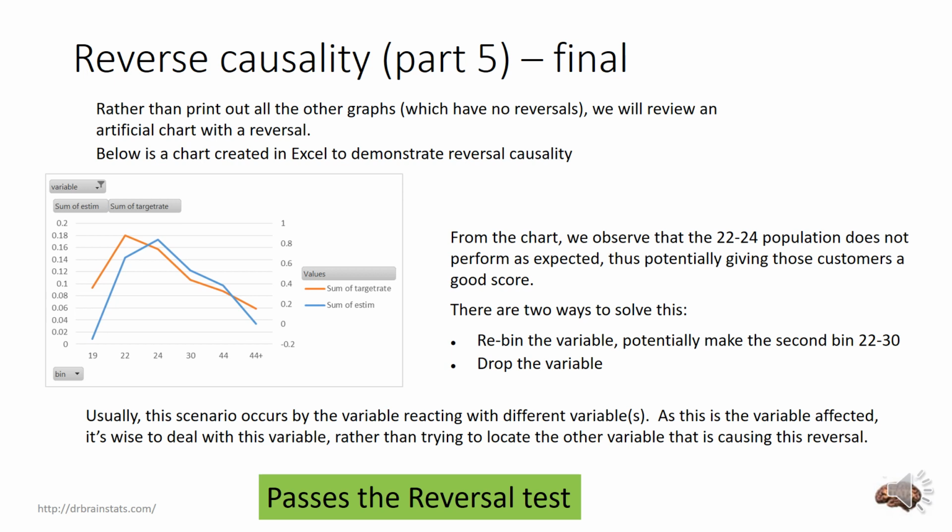There are two ways to solve this: rebin the variable, potentially making the second bin 22 to 30, or drop the variable. Usually this scenario occurs by the variable reacting with different variables within a model. But, as mentioned before, our model passes this test.